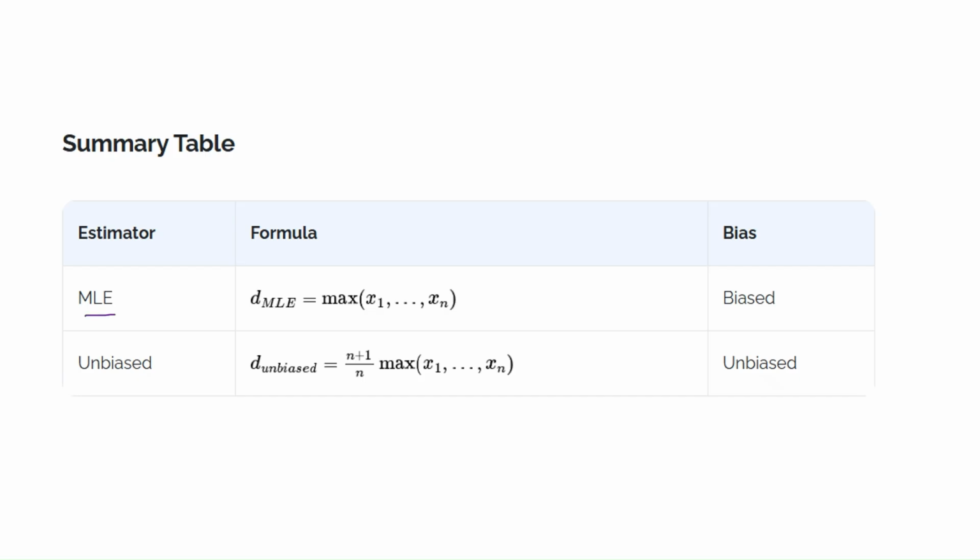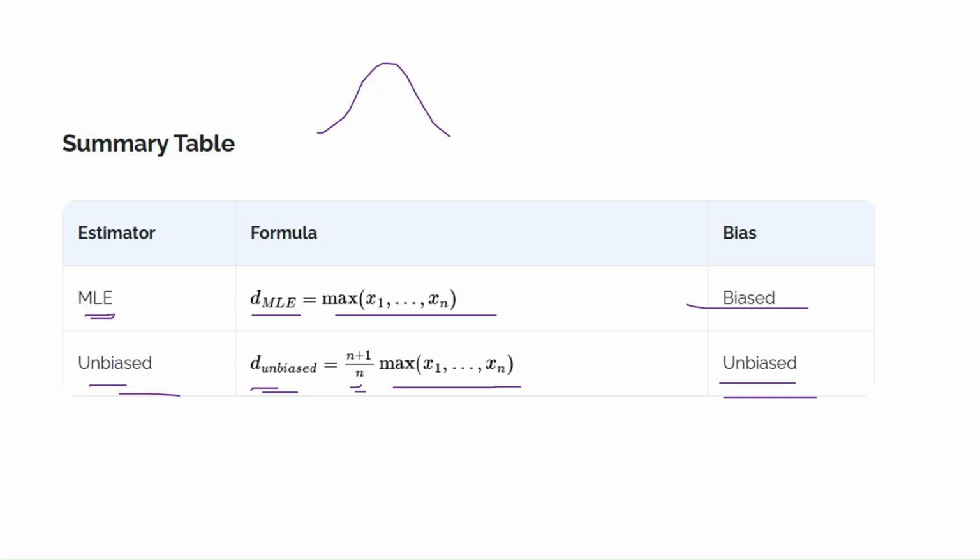So to summarize, the MLE estimate was the maximum of the xi's. This was a biased estimator. The unbiased estimator is n plus 1 over n times the maximum of xi's. And we already went over the proof, the derivation. We calculated the CDF, then PDF, the expected value. We saw how the expected value of the maximum of xi's was lower than the true value of the parameter d. So this is our unbiased estimator and this is our biased estimator. So this is the final answer to this question.